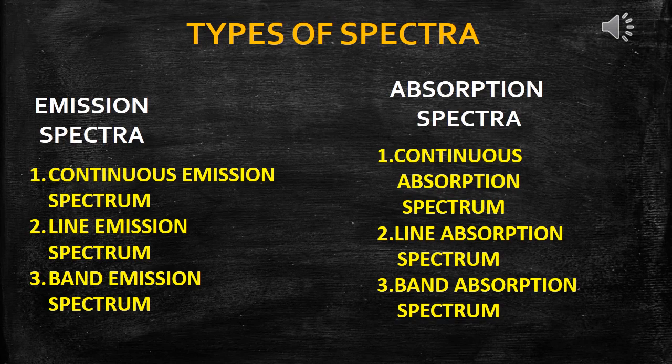Spectra is the plural form of spectrum. Here the spectra can be classified into two categories. One is called emission spectra, the other is called absorption spectra. Emission spectra can itself be classified into 3 categories. They are continuous, line and band emission spectrum. Absorption spectrum can also be classified into 3 categories. They are called continuous, line and band absorption spectrum.